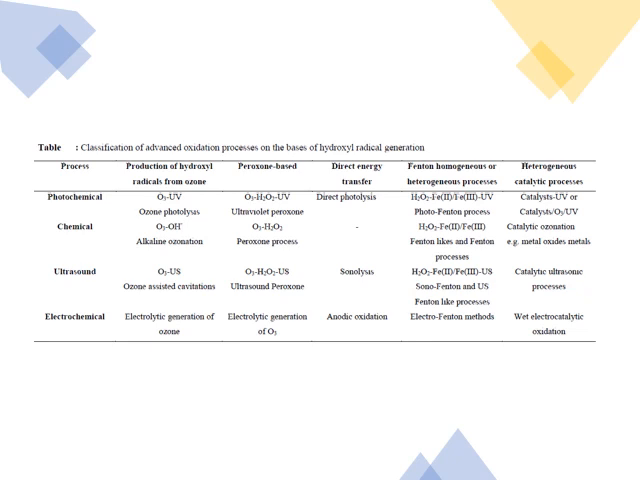And then further, in order to understand, it was further characterized: production of hydroxyl radicals from ozone or peroxone based reactions, meaning reactions in which ozone and hydrogen peroxide are involved in the production of hydroxyl radicals. So ozone based reactions are those in which only ozone is involved, and peroxone based are those in which ozone and hydrogen peroxide are involved. Then direct energy transfer based reactions, in which direct energy is involved to produce the hydroxyl radicals, then Fenton homogeneous or heterogeneous process and heterogeneous catalytic processes.